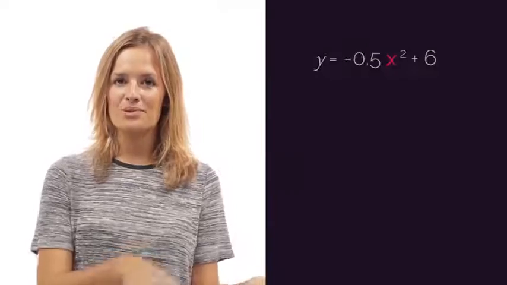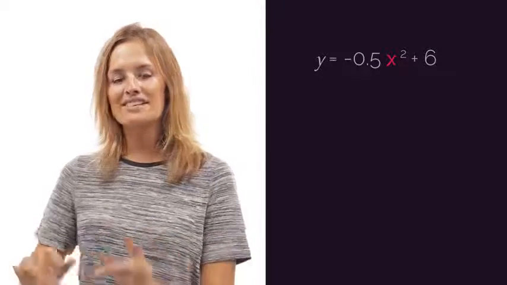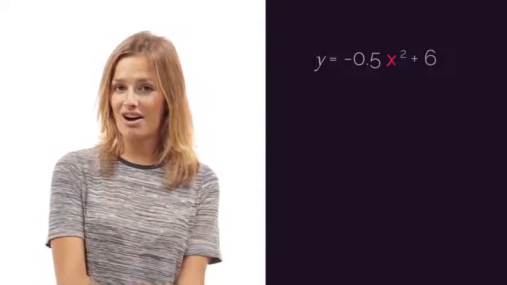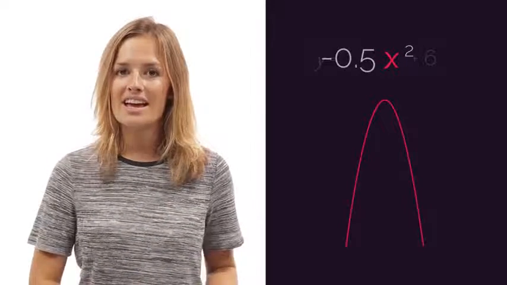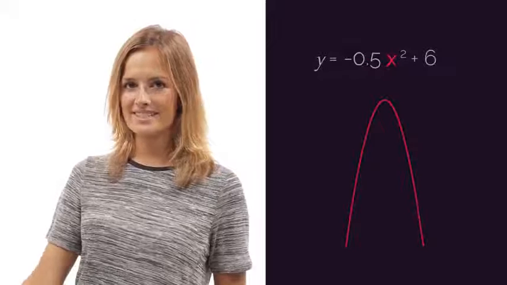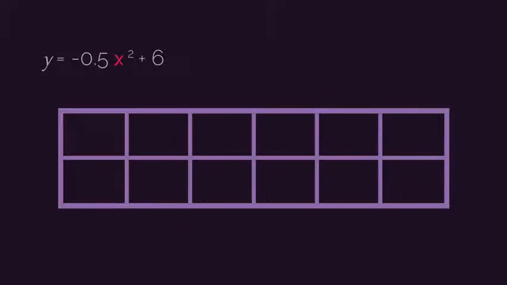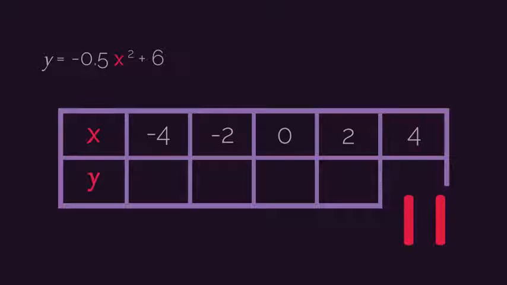Okay, so now on to plotting one. Let's give this quadratic a go. y equals negative a half x squared plus 6. So the negative a half x squared tells us it's going to be N-shaped. So just jump straight in with our table of values. I have already given you the x values to substitute in. Pause the video, work out the y coordinates, and click play when you're ready to check.